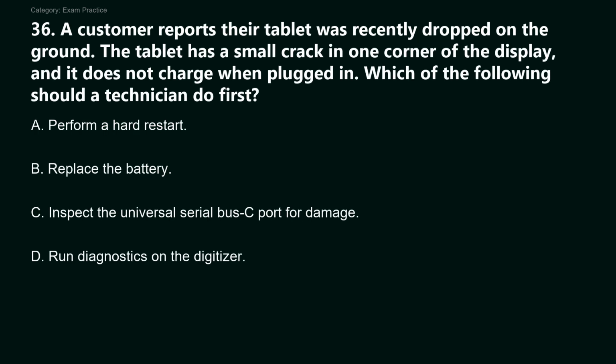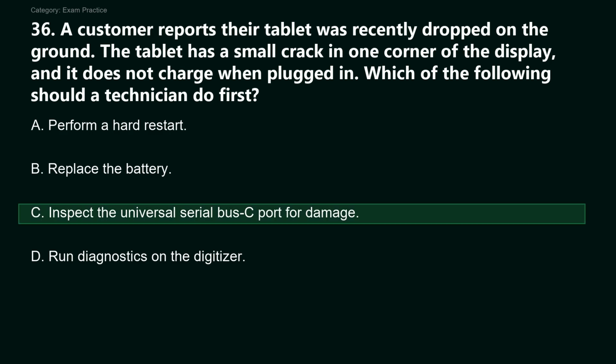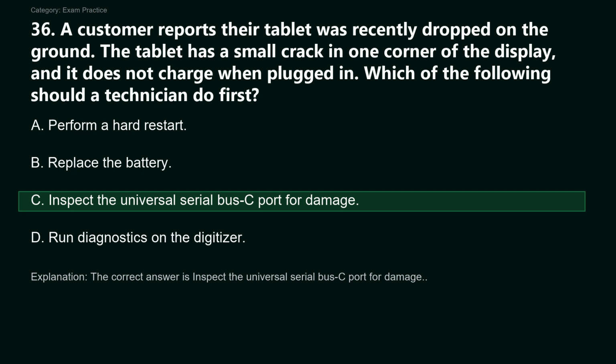Question 36. A customer reports their tablet was recently dropped on the ground. The tablet has a small crack in one corner of the display, and it does not charge when plugged in. Which of the following should a technician do first? Option A, perform a hard restart. Option B, replace the battery. Option C, inspect the universal serial bus C port for damage. Option D, run diagnostics on the digitizer. The correct answer is option C, inspect the universal serial bus C port for damage.